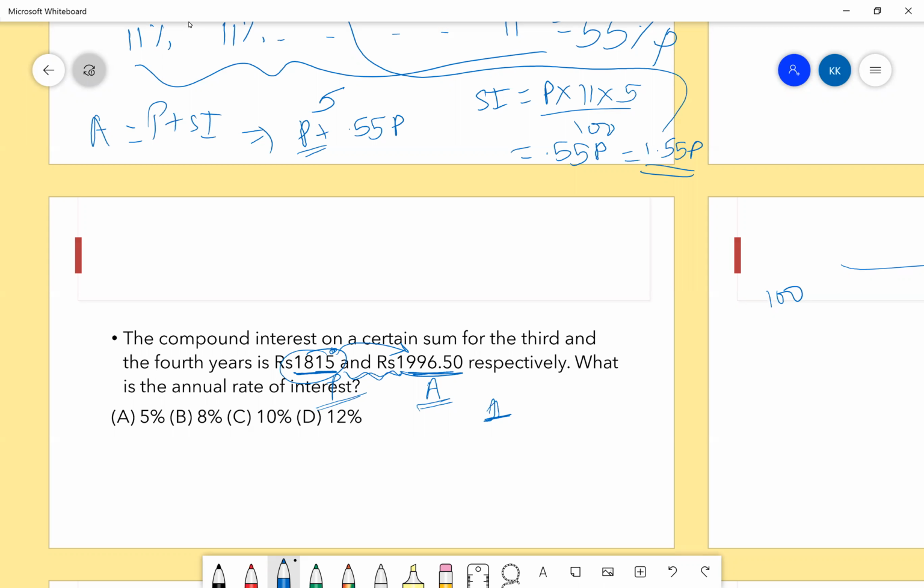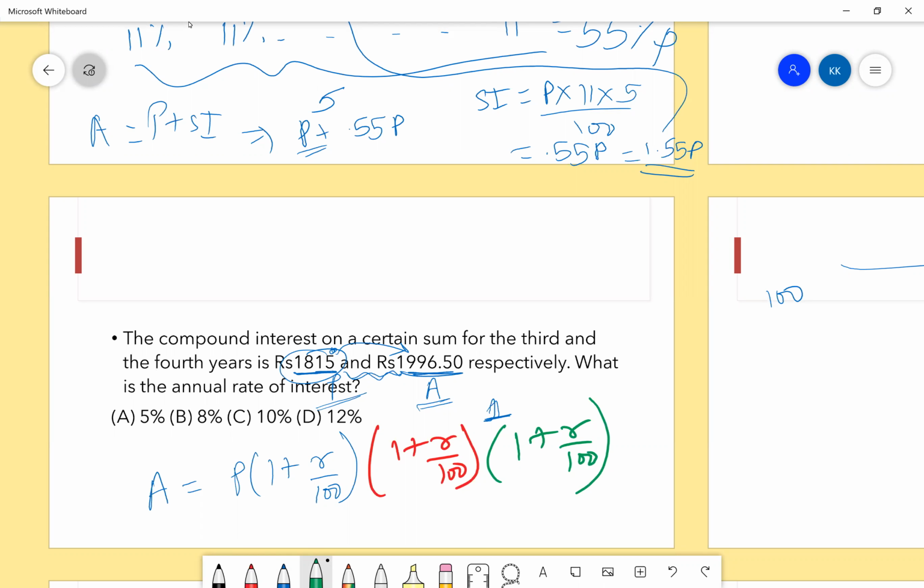But it will still work in the same way. What is amount? Principal into 1 plus the rate. This is for the first year. What happens for the second year is again this part. What happens for the third year is again this part. So yes, you can use it. I thought you were asking something else. So the amount for the third year would be power 3, and the amount for the fourth year would be power 4.